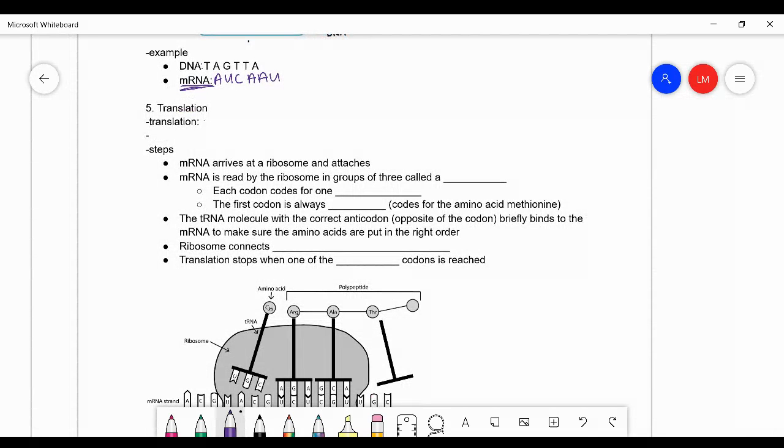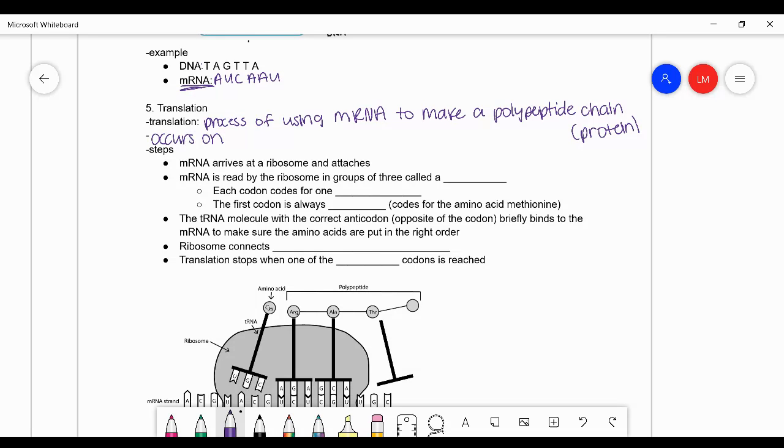Translation is the process of using mRNA to make a polypeptide chain. And that's our kind of word for protein. And this process occurs on a ribosome. And let's go through our steps on that.